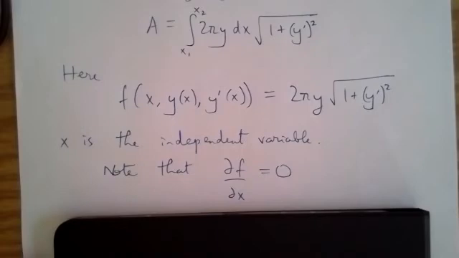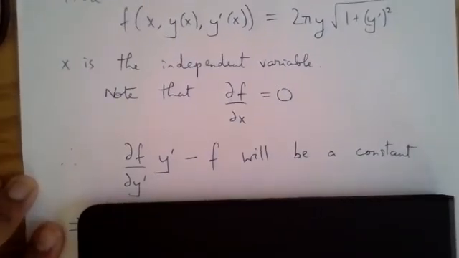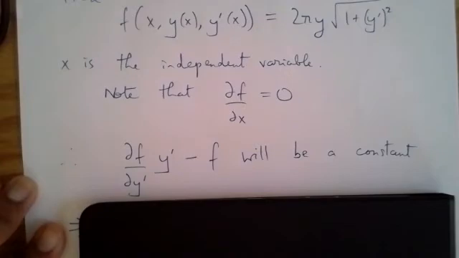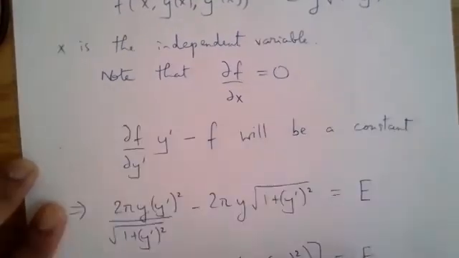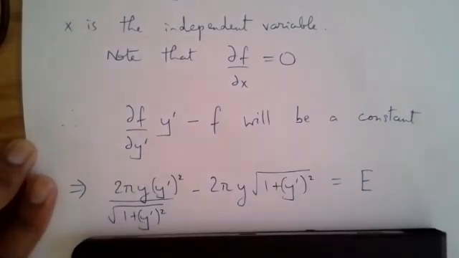And so remember that the condition we need to apply that result is that the partial derivative of f with respect to the independent variable should be 0. That is indeed the case over here. So translating that to our current situation, that tells us that partial f partial y prime times y prime minus f will be a constant. So we evaluate that. All right, we get this expression.